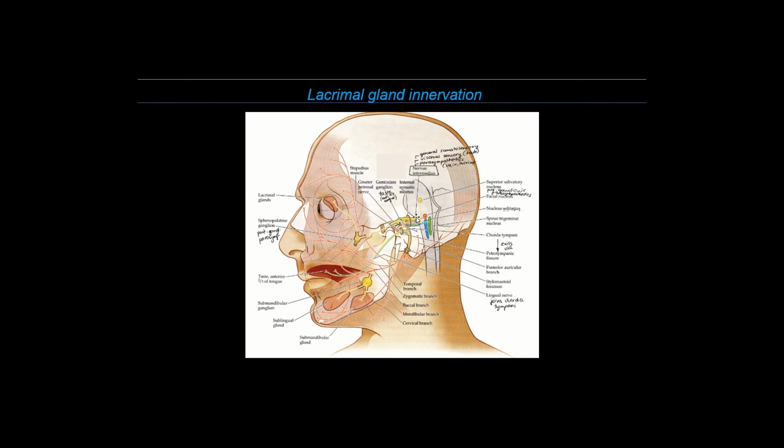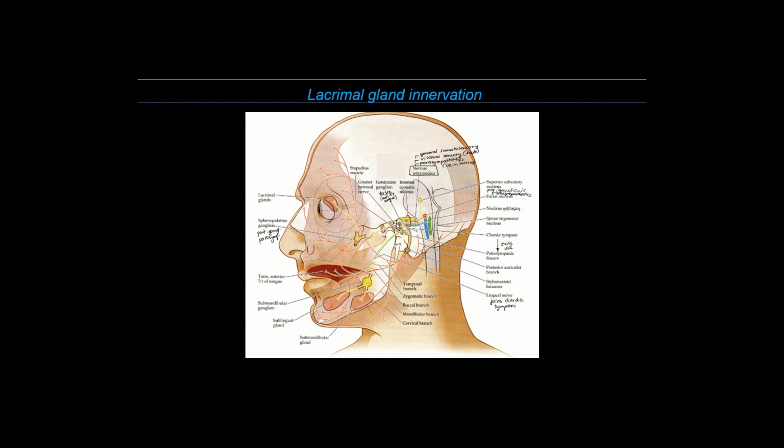The preganglionic neurons, after passing through the sensory root, they would pass through the geniculate ganglion. However, they won't synapse over here. They're going to pass through this first branch of the facial nerve, which we talked about, which is given off while the facial nerve is running inside the facial canal. This first branch is known as the greater petrosal nerve.